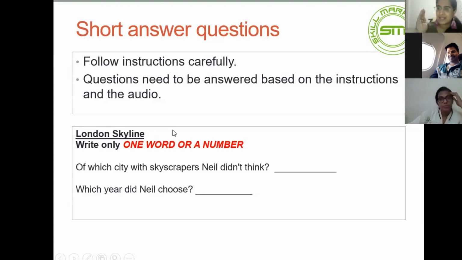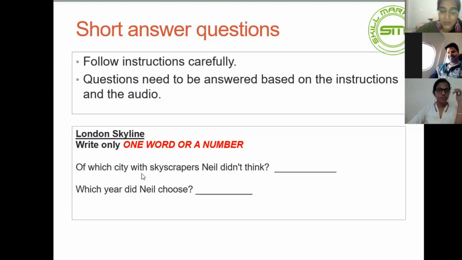This is very similar to what we did even in reading. It's nothing very different. The only difference is here you will listen to an audio clip, and in reading you have to go through a text. Here it says write only one word or a number. So my answer can just be one word, or it can just be a number. Let's look at the questions here.